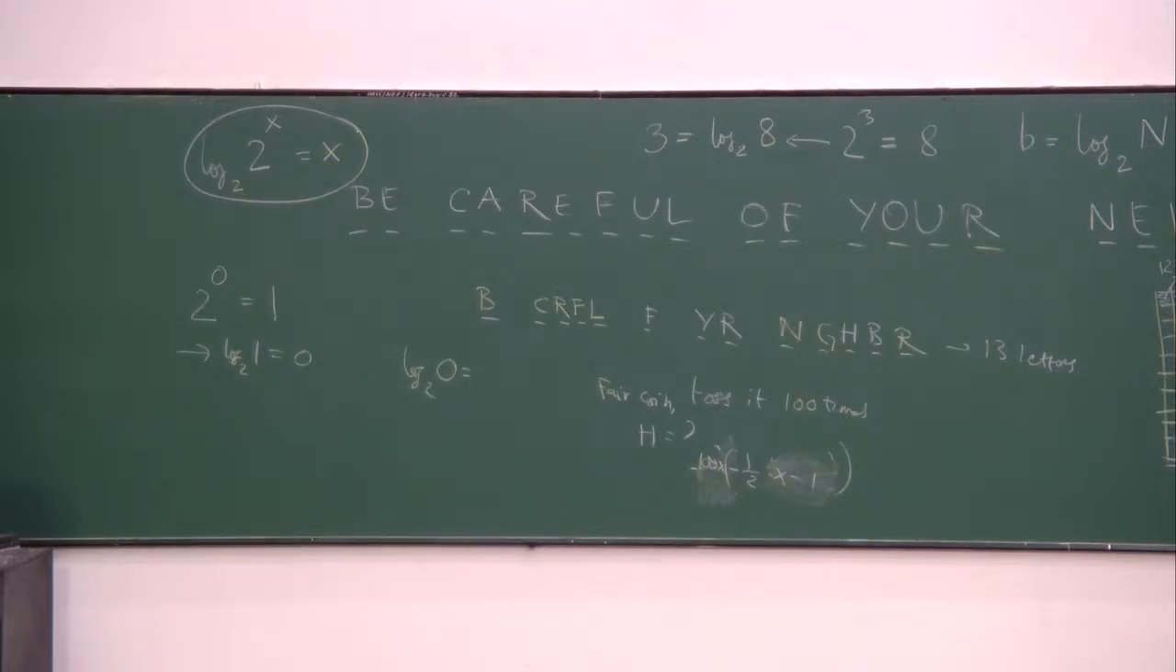Did I make any mistakes here? Let's see, log base 2 of half is log of 2 to the power minus 1, so minus 1.